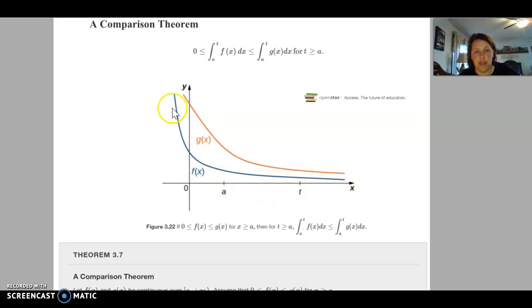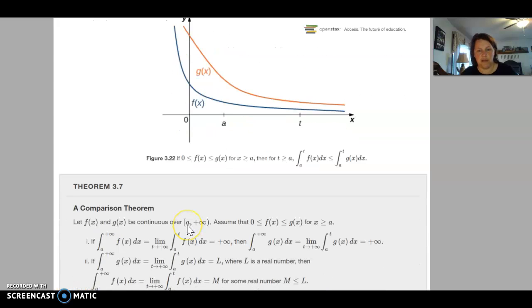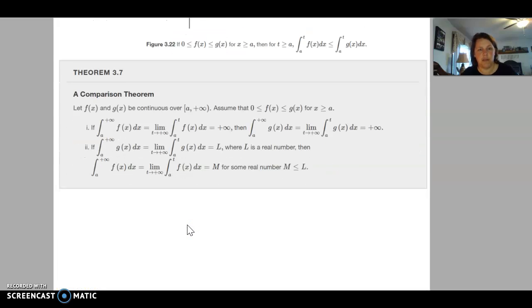If the area under the curve of f of x is positive infinity, then the area under the curve of g of x must also be positive infinity. So we can use information like that by finding a graph that we can integrate and comparing it to one that we cannot integrate. So let's look at the actual theorem here.